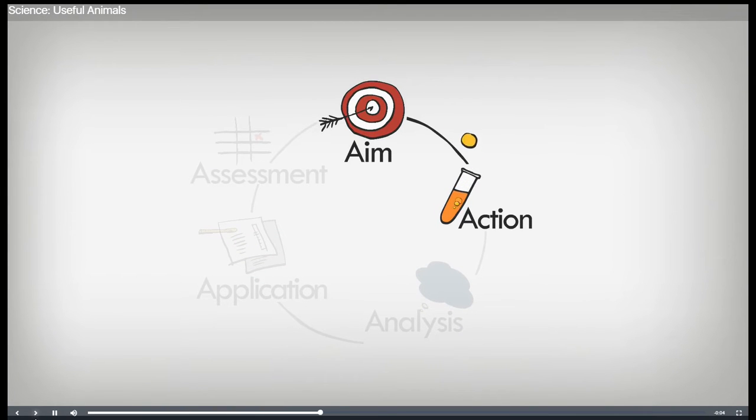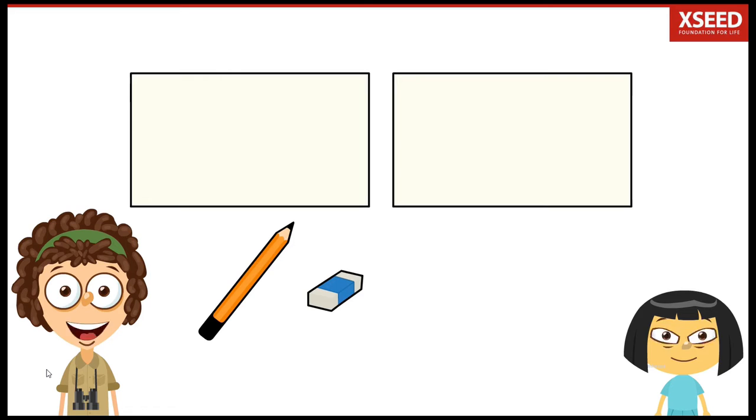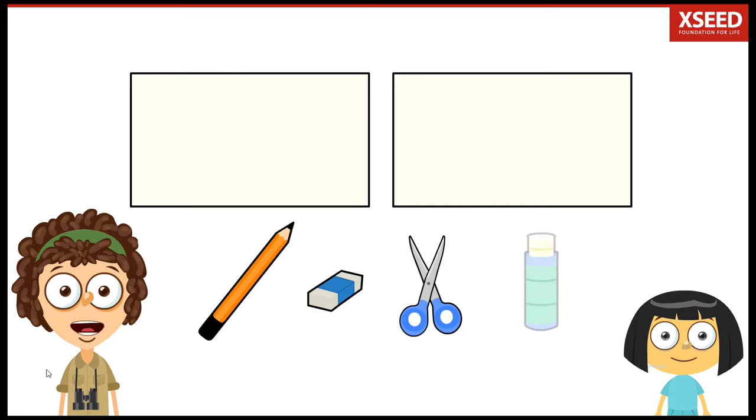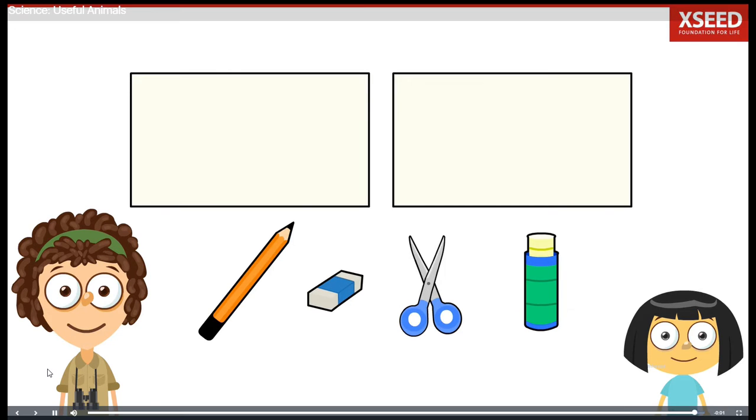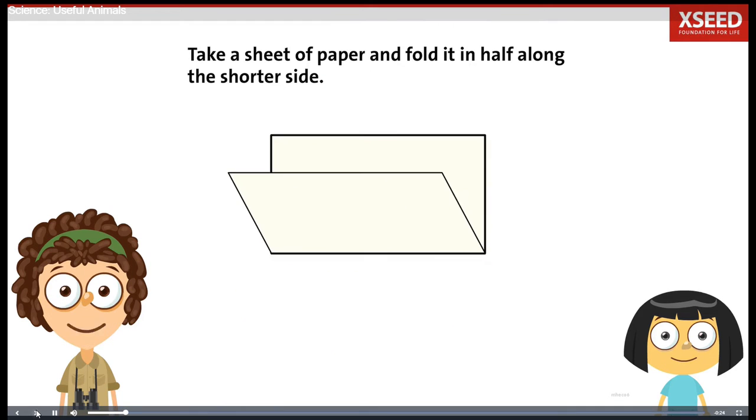Time for a quick activity. Let's get started. Take a pencil, an eraser, 2 sheets of paper, a pair of scissors and a glue stick. Fold 1 sheet of paper in half along the shorter side like this.